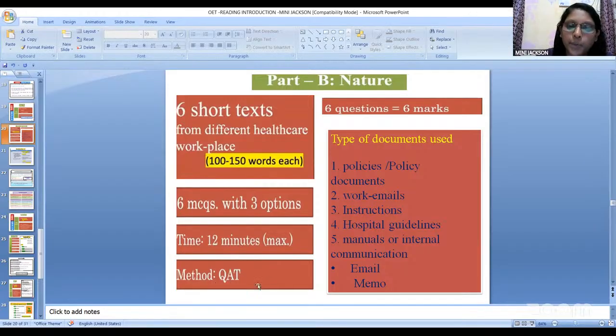Then the method is the QAT method. QAT means question, answer and text, which we have to focus on. Then what type of documents are used for the part B questions? Here we can understand they are policies or policy documents, work emails, instructions, hospital guidelines, manuals, or internal communication like a memo or email.